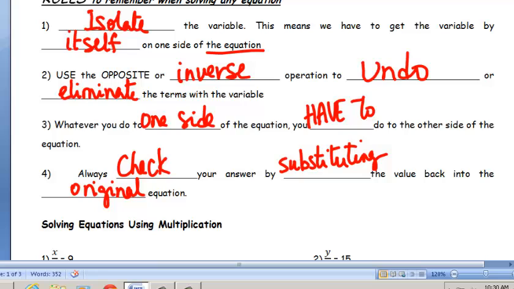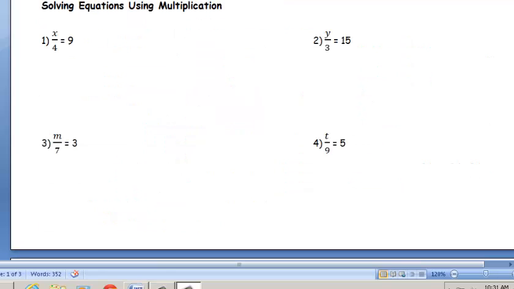So let's go ahead and solve some of the problems. If you look at this problem, it says x over 4 equals 9. Again, please always rewrite the given problem, because you don't have enough place to just undo it where it's given. Now in this case, x is being divided by 4. So what's the opposite of division? Multiplication. So I'm going to go ahead and multiply with 4.